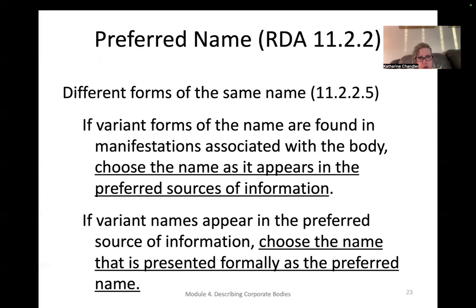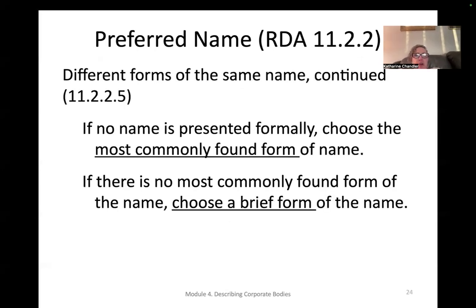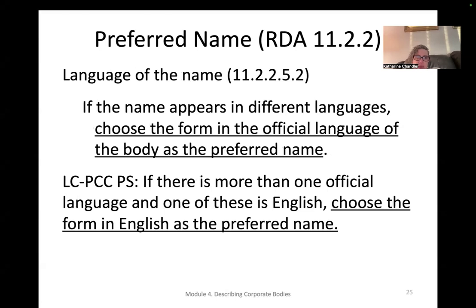Preferred name, different forms of the same name. If variant forms of the name are found in manifestations associated with the body, choose the name as it appears in the preferred sources of information. If variant names appear in the preferred source of information, choose the name that is presented formally as the preferred name. If no name is presented formally, choose the most commonly found form of the name. If there is no most commonly found form of the name, choose a brief form of the name.